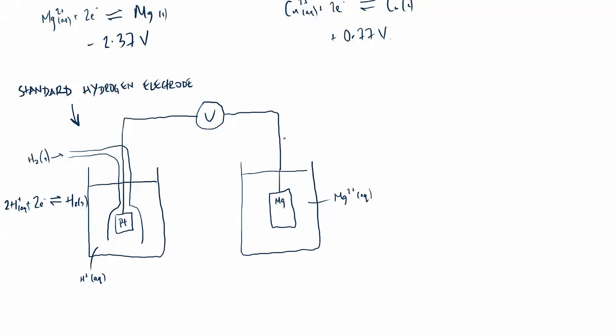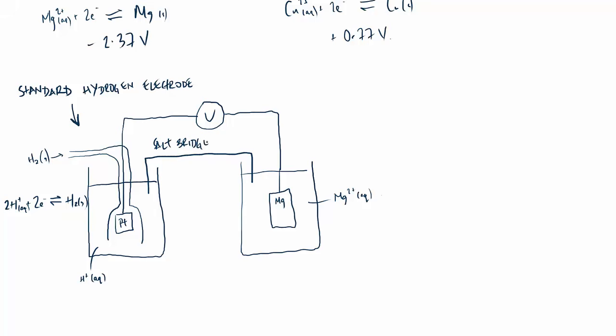We connect it with a voltmeter to another half cell, and what we can do now is measure the electrode potential of this particular half cell or any other that we connect here to the standard hydrogen electrode. Now we need to complete this circuit, and we do so by adding, quite cleverly, something called a salt bridge.